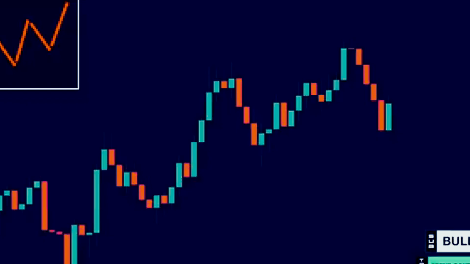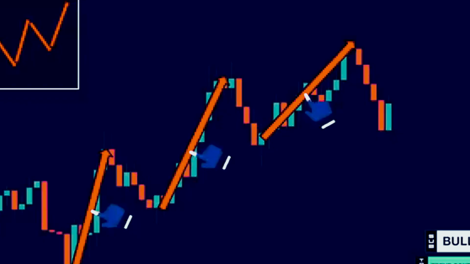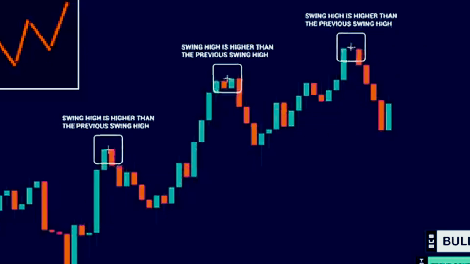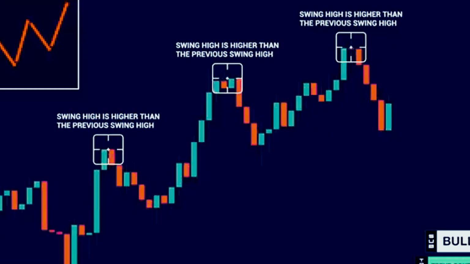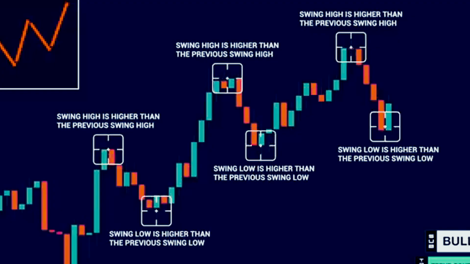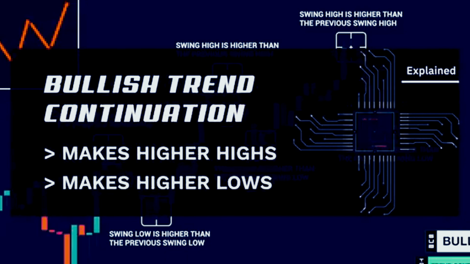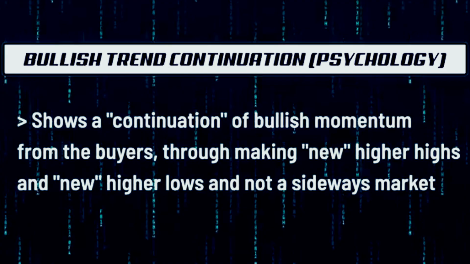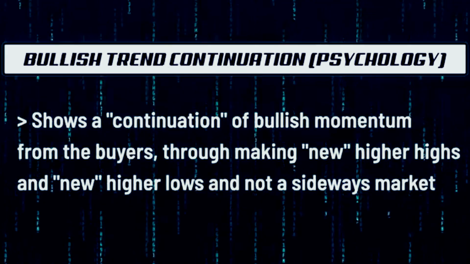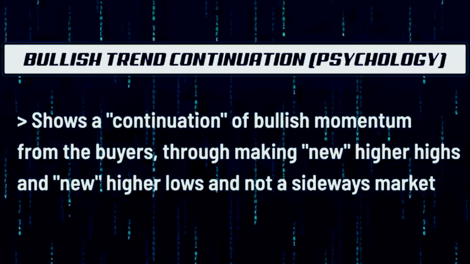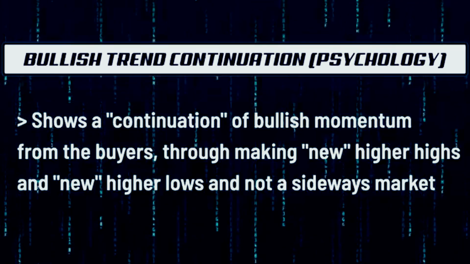A bullish trend continuation pattern has your runs and pullbacks. The swing highs are higher than the previous swing highs. The swing lows are higher than the previous swing lows. This means a bullish trend continuation pattern makes higher highs and higher lows. From a price action standpoint, it shows a continuation of bullish momentum from the buyers through making new higher highs and new higher lows, and not a sideways market.